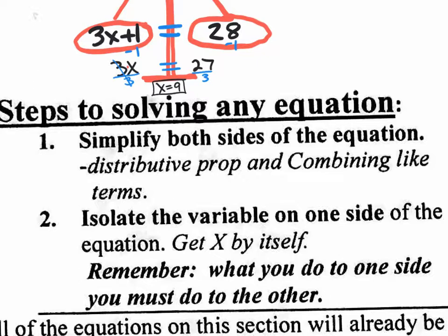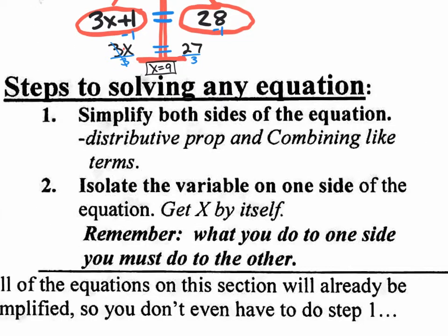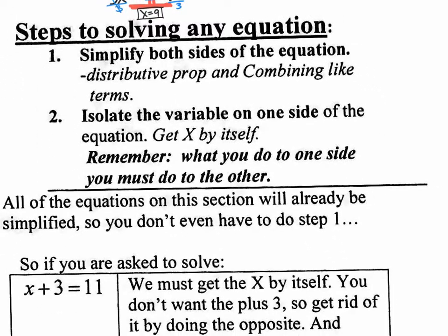Next week, we're going to get more challenging equations that you have to make simple first before trying to get x by itself. But right now, all of the equations are simple. But anyway, if you did have to simplify, your next step would be to isolate the variable, the goal, to get x by itself on one side. And remember, what you do to one side, you must do to the other. This second step is what we're practicing right now on sections 2.2 and 2.3.